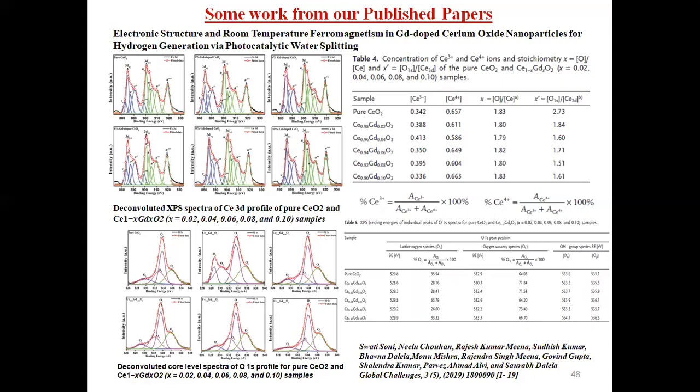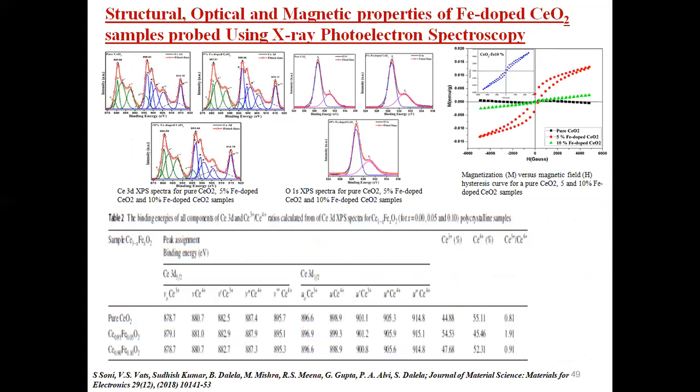This is our another paper on Fe doped cerium oxide. I have included only 2 because one is with rare earth doping, another is with transition metal doping. Here cerium 3d and oxygen 1s spectra are shown with the magnetic results. You can see that with 5% doping of Fe, slight increment of the MH curve can be seen.